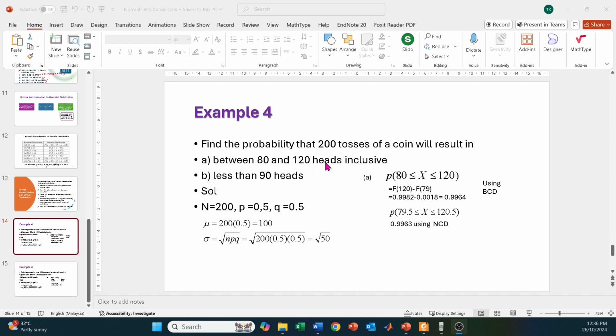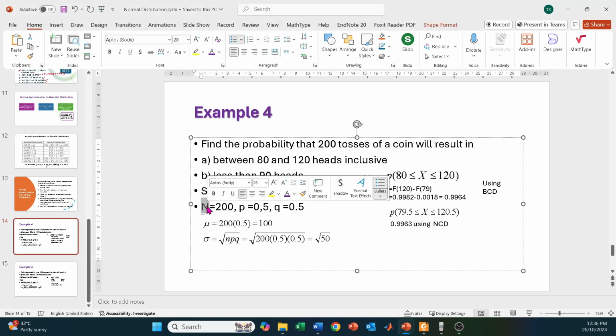Okay, the solution: toss 200 times, so n is 200. Probability of getting a head, p, is 0.5, and q, the failure, is 0.5. Then the expected number mu will be 200 times 0.5, which is 100. Standard deviation is the square root of npq, 200 times 0.5 times 0.5, which is the square root of 50.